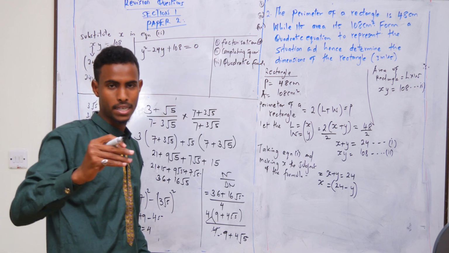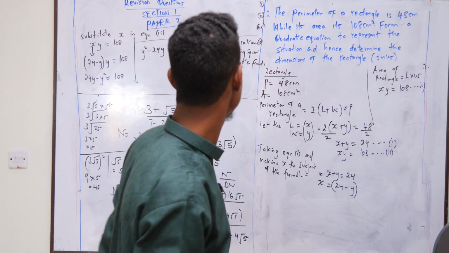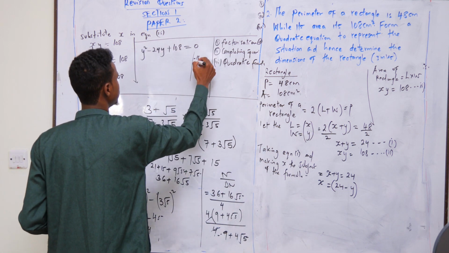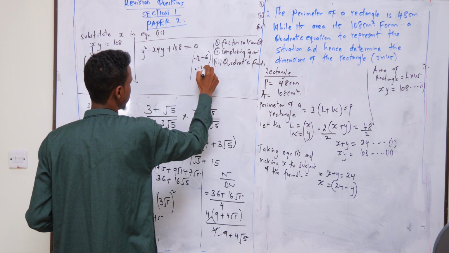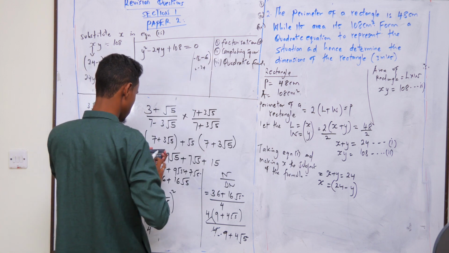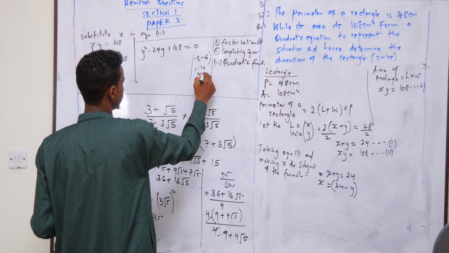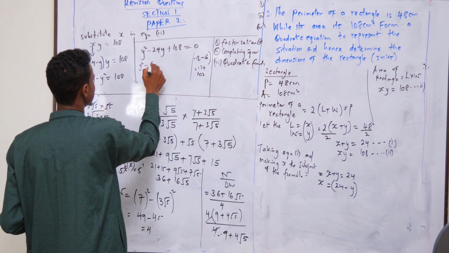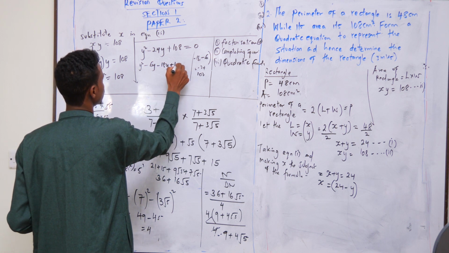Now we look for two numbers. When added, they give us negative 24. When multiplied, they give us 108. Those two numbers, if you quickly look at them, are minus 18 and minus 6. Minus 18 minus 6 is minus 24, right? Minus 18 times minus 6 is 108. Therefore, we say y squared minus 6y minus 18y plus 108.